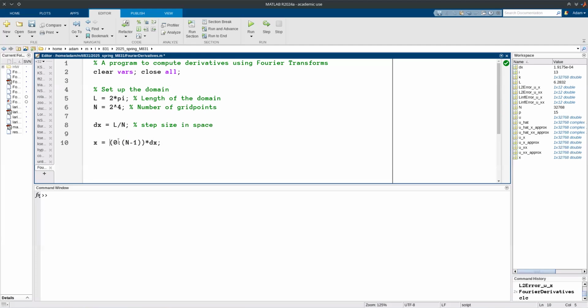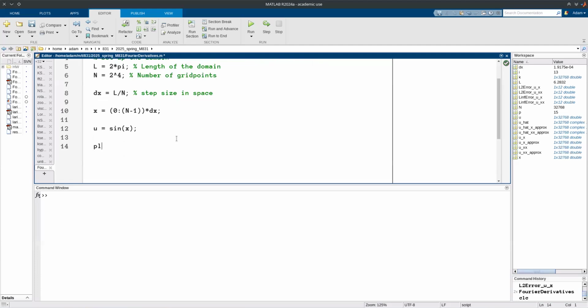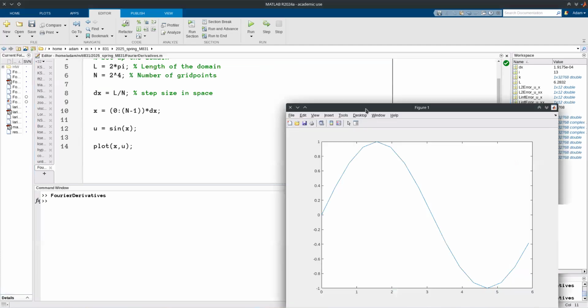Now, if instead of starting our domain at 0, we want to start at negative pi, we could add negative pi onto this. But for now, we'll just keep it here. So this is our x variable, and all of a sudden we can do some fairly simple things like let's just plot something like sine of x. So even though x is a vector, when we take sine of x, MATLAB knows to take the sine of each entry individually. And if we run that, we see something like this.